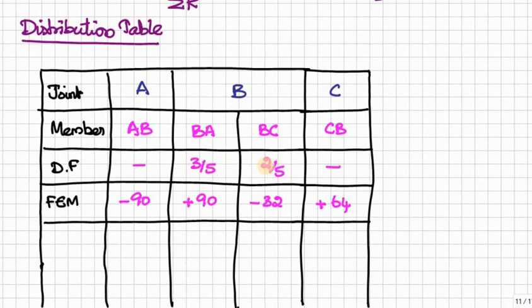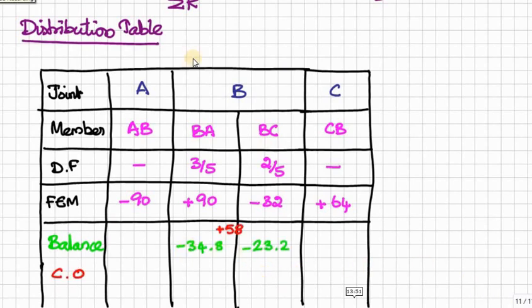That means out of minus 58 moment, 3 by 5 parts should be given to BA member and 2 by 5 parts to be given to BC member. Okay. So that step is called as balance.